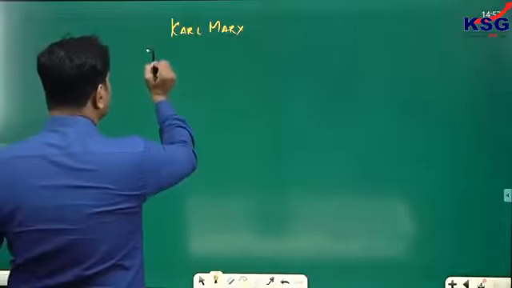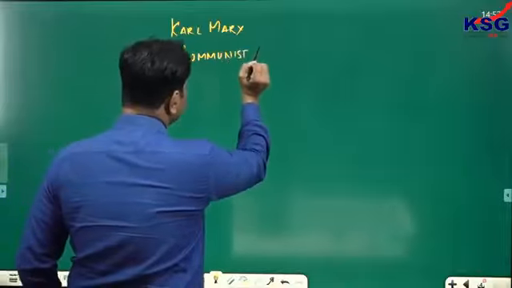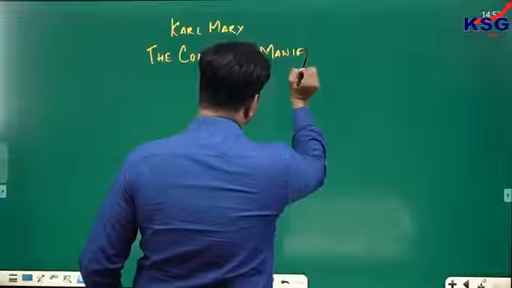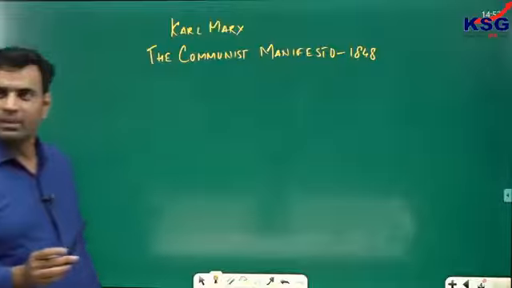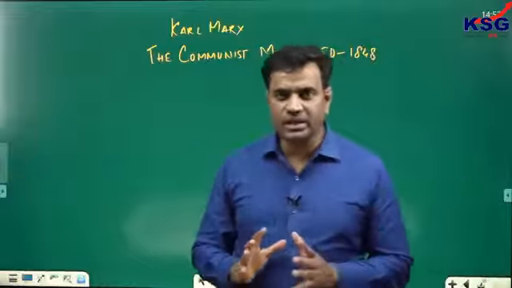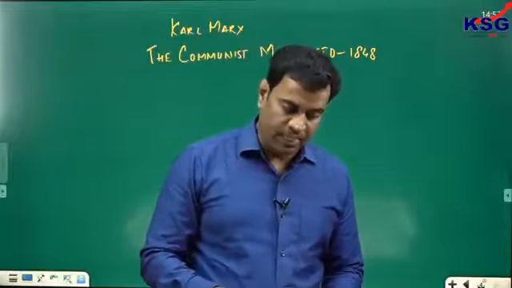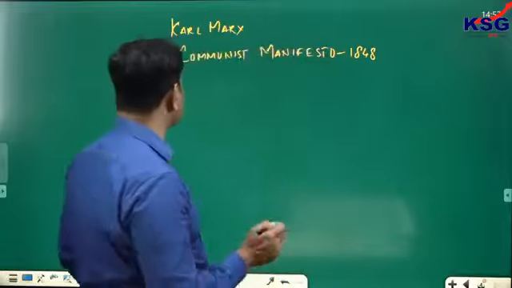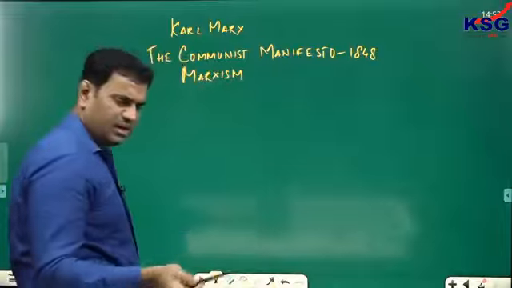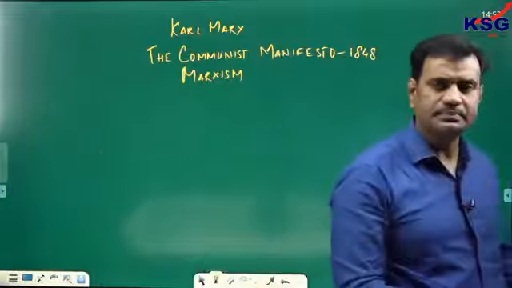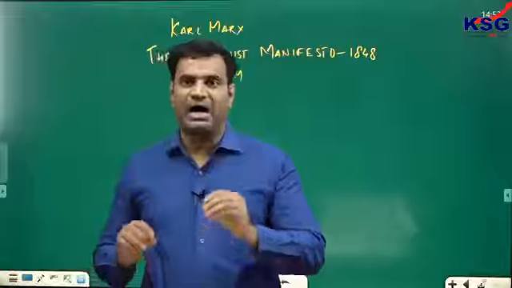In his work, The Communist Manifesto, written in 1848. Therefore, scientific socialism is also known as Marxism.